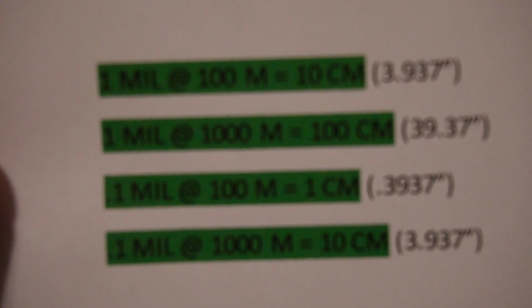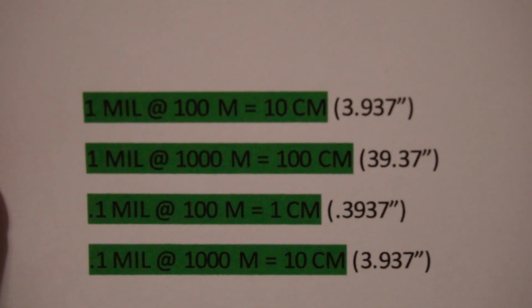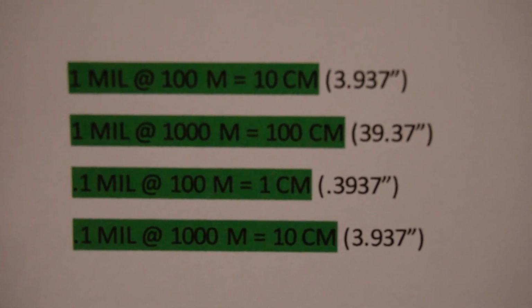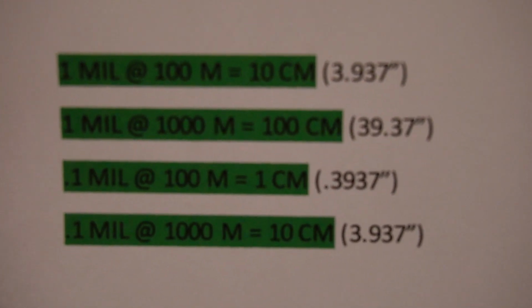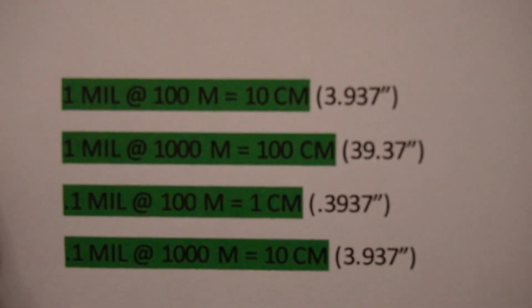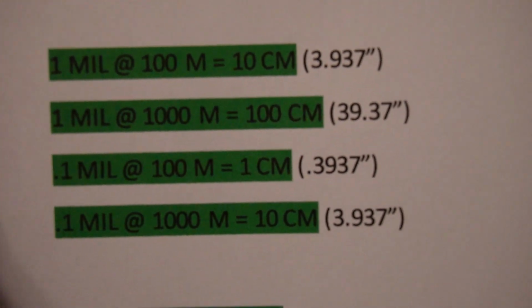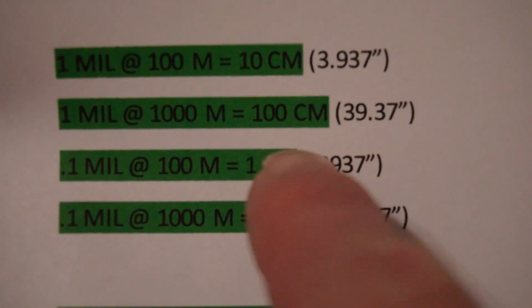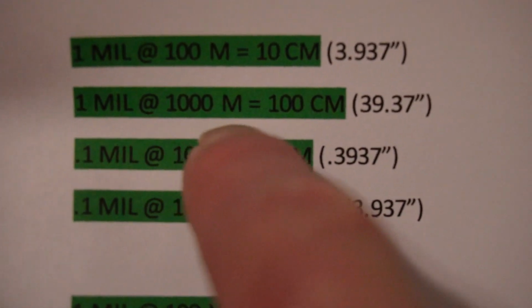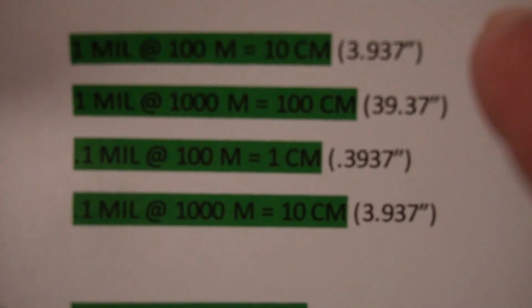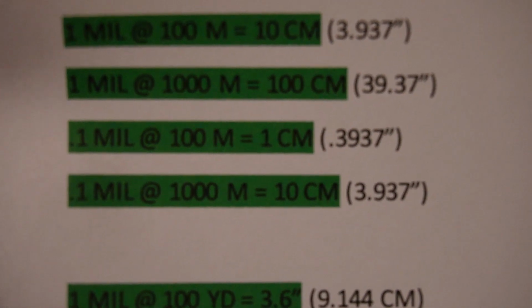So I'll show this to you guys again, just so you know the mil scale there. If you're using mils and meters, you can convert and basically use centimeters or meters. One of the things too is 1 mil at 1,000 meters is going to be 1 meter, 39.37 inches. So there you go.